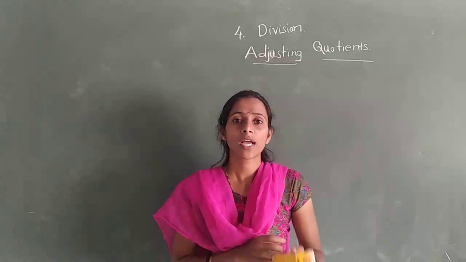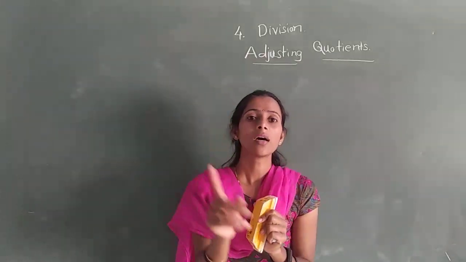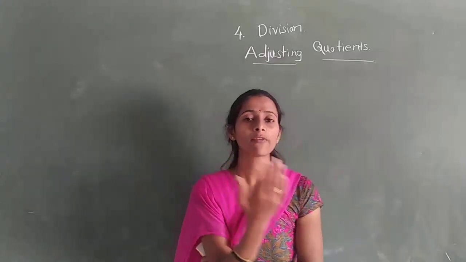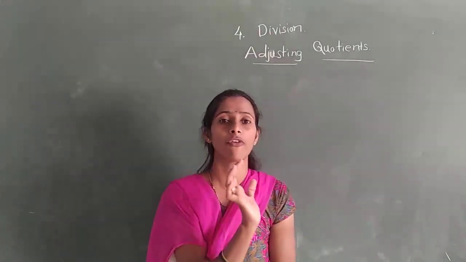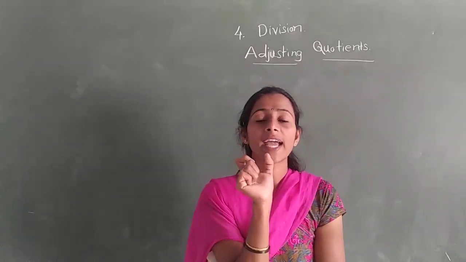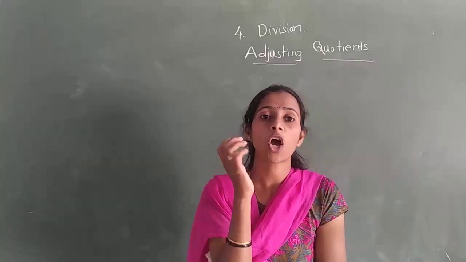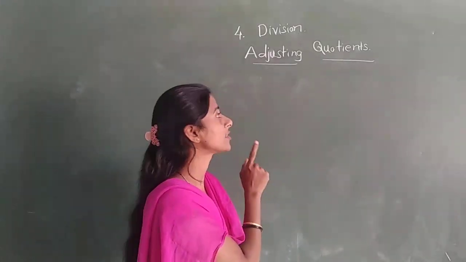In the last lecture we learned to estimate the quotient using rounding. Today we are going to learn about adjusting the quotient. Sometimes when you estimate the quotient, you find that the estimate is very high or very low. In this case, use adjusting the quotient.